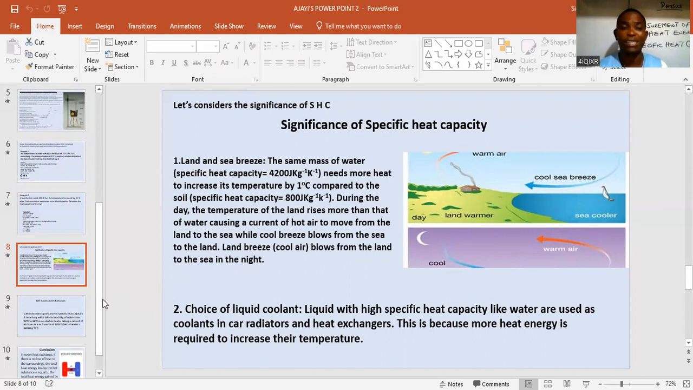Then the second significance is the choice of liquid coolant. Liquids with high specific heat capacity like water are used as coolants in our car radiators and heat exchangers. This is because more heat energy is required to increase their temperature.